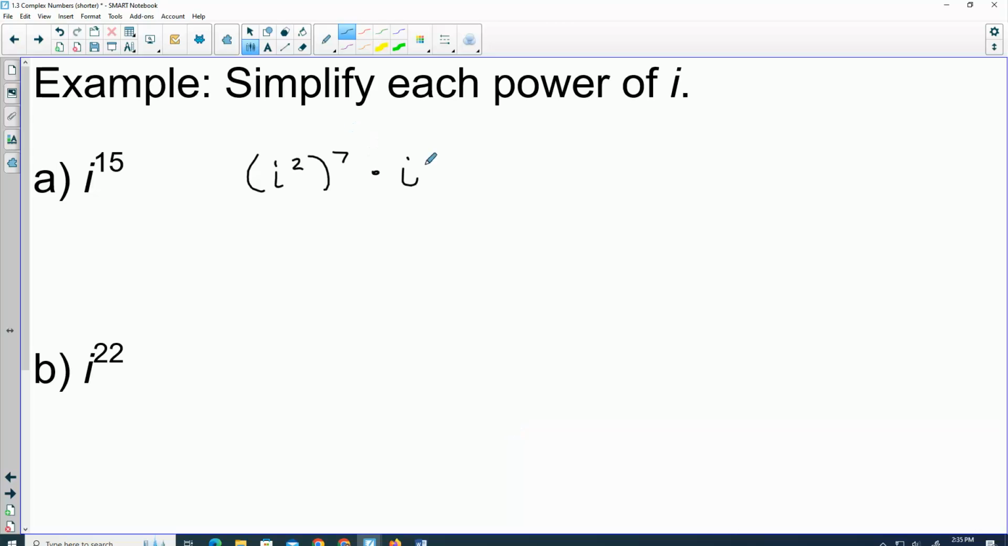And this is equivalent. 2 times 7 is 14, plus 1 is 15, so I'm just rewriting it. What is i squared equal to? What is negative 1 to the 7th power? Negative 1. If it's an odd power, you'll get negative 1. If it's an even power, it'll be positive 1. So I have negative 1 times i, negative i. You guys try B.